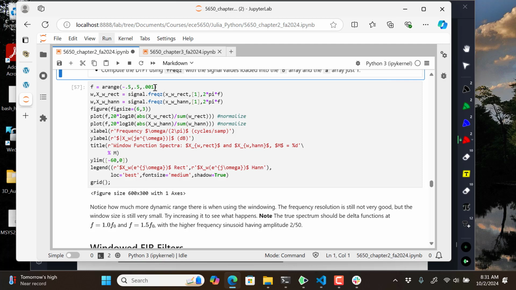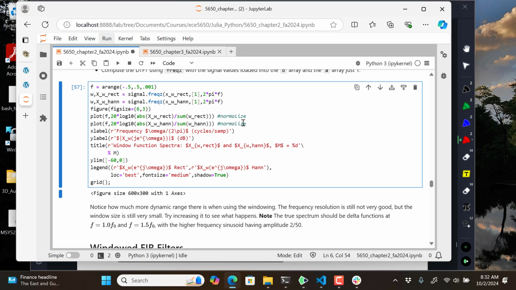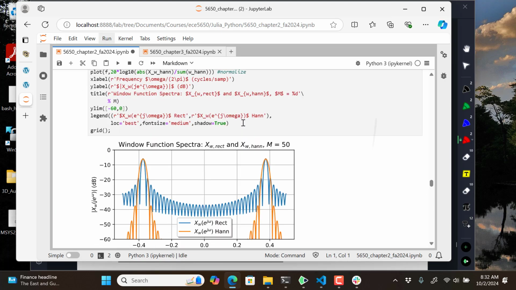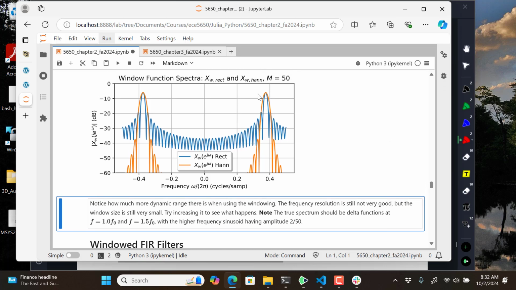So now I'm going to go ahead and do F from minus 0.5 to 0.5 with a very high resolution, 0.001, and then I'm going to plot things in decibels by doing 20 log base 10 of the absolute value, normalized again, and then plot that up. Okay, I thought I plotted it. There we go. So we're seeing, like we saw in the notes, in the blue one, these side lobe levels are very high. With the Hanning window, we see how we can drop them down tremendously.